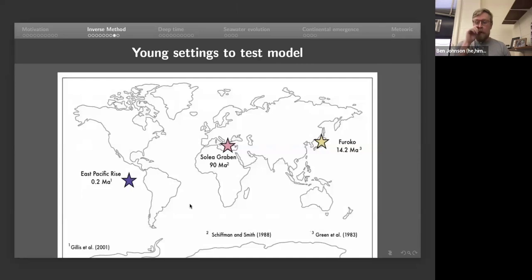So that's the setup. And when we were developing this, we thought, well, it'd probably be a good idea to test it in settings and sites where we know what the answer should be, right?